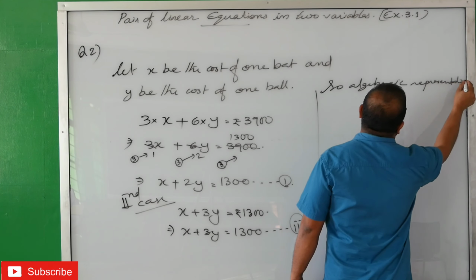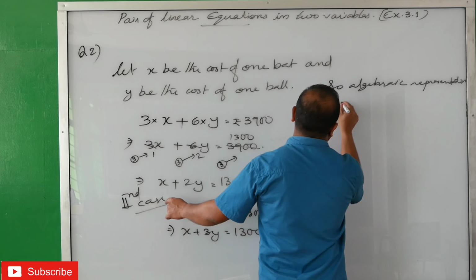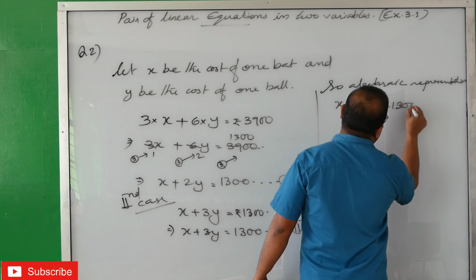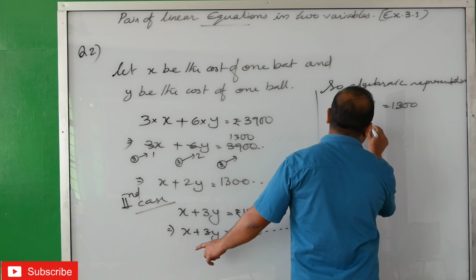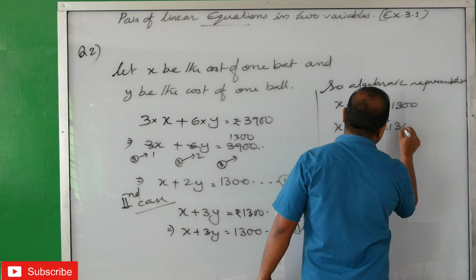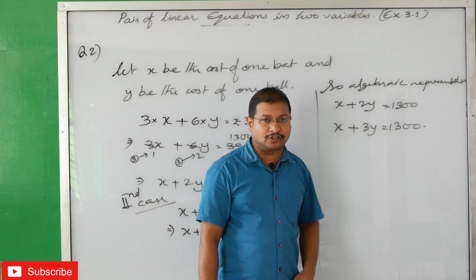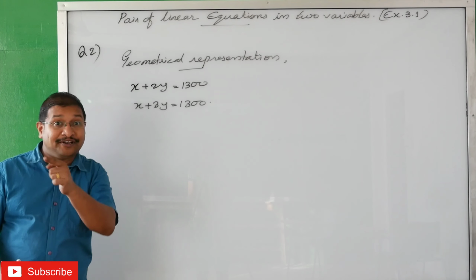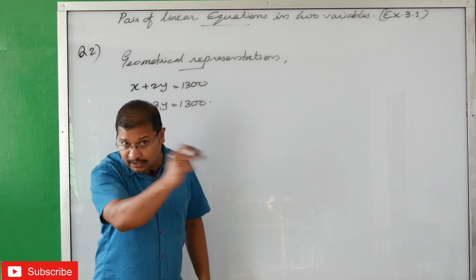Representation, what you'll do? First equation is x plus 2y equals 1300. After that, x plus 3y equals 1300. Ready? These are the algebraic representation of the second question. Ready? We will go for geometrical representation. Geometrical representation means we are going with graphical representation.